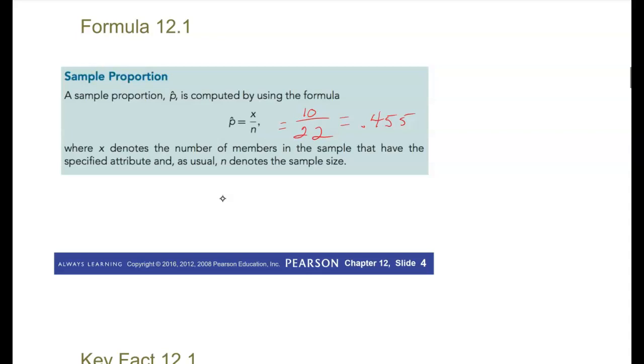Now, sometimes when you're going through these problems, you're going to be given a percent, in which case you just need to move the decimal point over 2 places to turn it into a decimal. And sometimes you will be given the sample size and the number that have that specific attribute, and you have to calculate it yourself. So it's going to be different depending on the problem you come across.